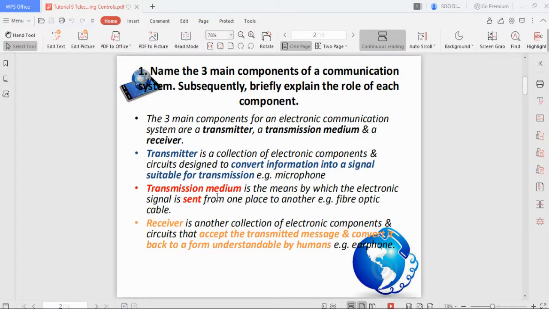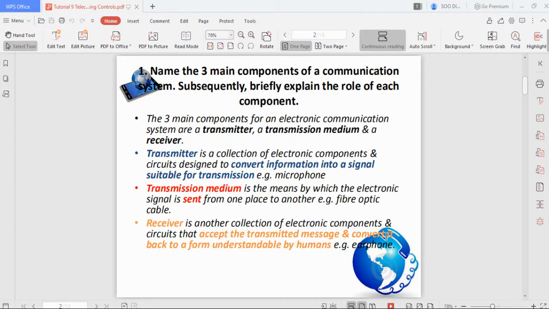Your transmission medium is the means by which the electronic signal travels from one place to another, which is either your fiber optic or your typical wire. And your receiver is where the electrical signal received is converted into a form that is understandable by humans. So this is your speaker.